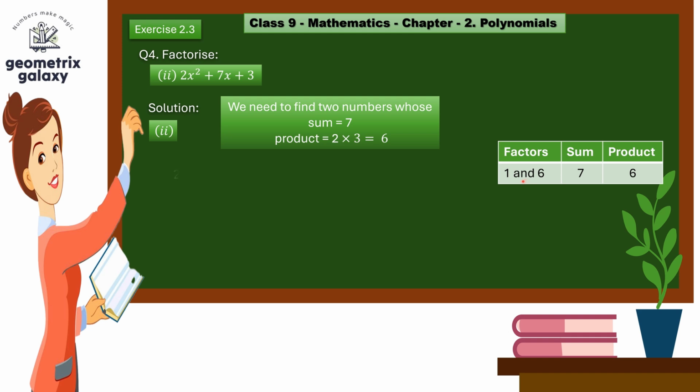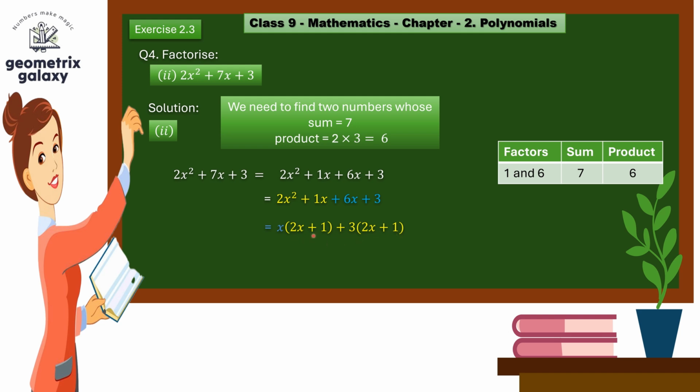Both are positive. So now take 2x squared plus 7x plus 3 and split the middle term 7x as 1x plus 6x. So we get 2x squared plus 1x plus 6x plus 3. In the first 2 terms, we can take x as common. So I get x into 2x plus 1. In the second 2 terms, I can take 3 as common. So plus 3 into 2x plus 1.